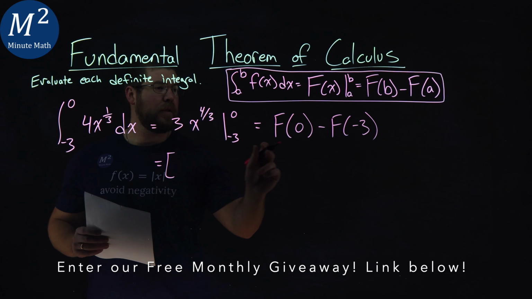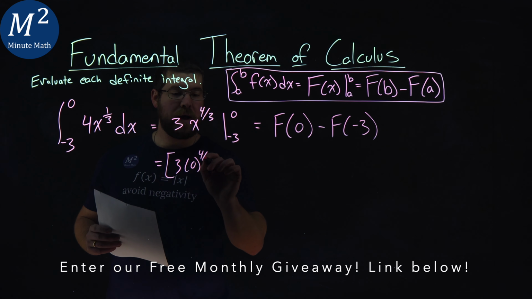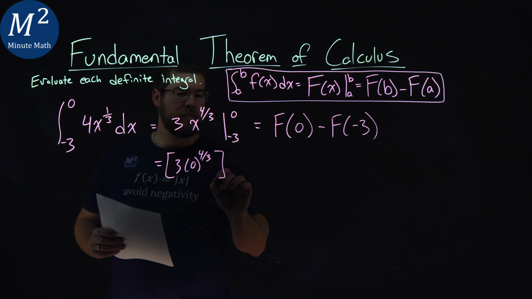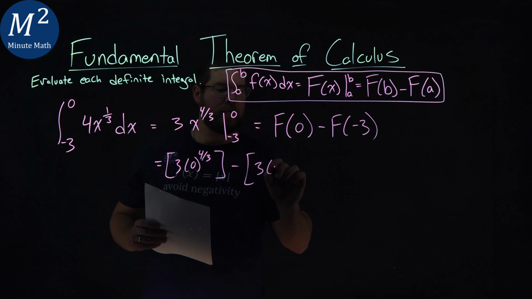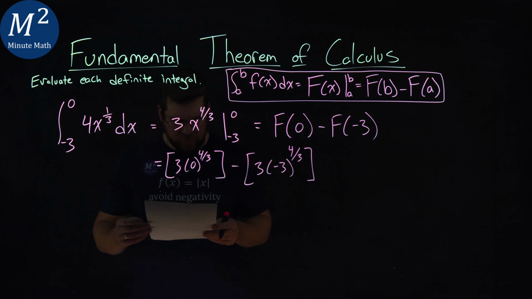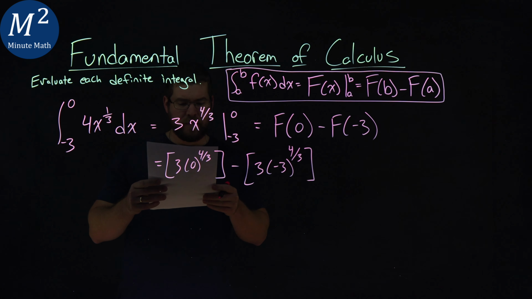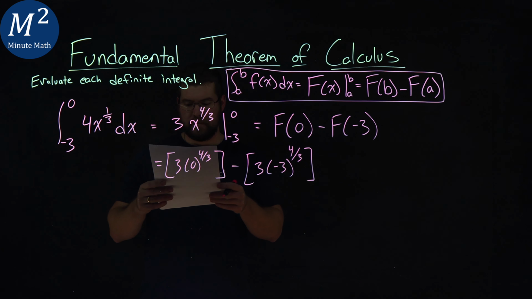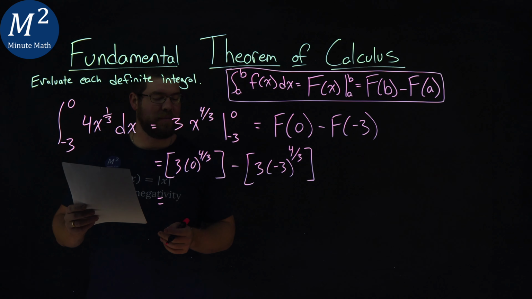Well, brackets here, we're going to plug 0 into our function, so we have 3 times 0 to the 4/3 power. All right, minus, same thing, we put a -3 in here. So 3 times -3 to the 4/3 power, right there. Okay, well, oops, lost my spot there. There we are. Okay, I was looking at the wrong problem. I was like, this is not correct.